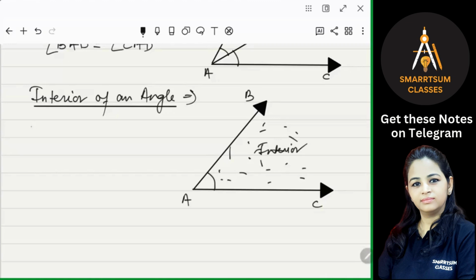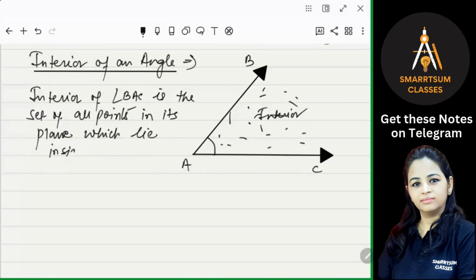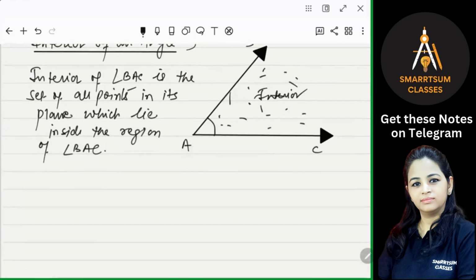So what is the interior of an angle? You can write down: the interior of angle BAC is the set of all points in its plane which lie inside the region of angle BAC.